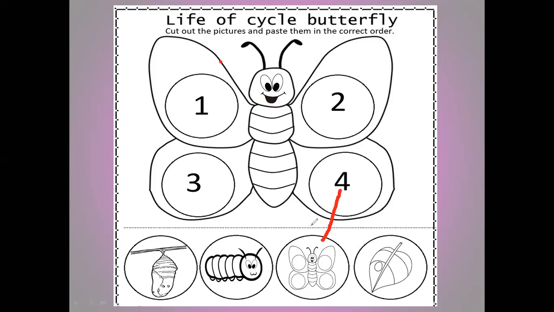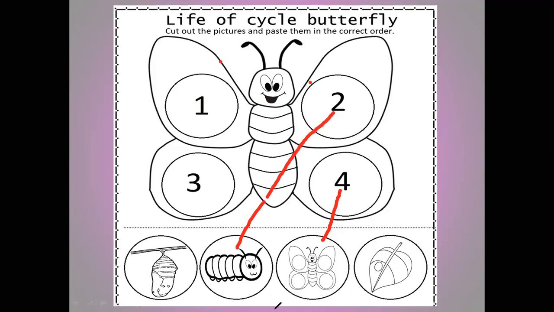Okay, now I want Khalid. Khalid, can you hear me? Khalid. Okay, Yahya. Yes. Yahya, please, can you tell me what comes on the second stage? Caterpillar. Good job. The caterpillar comes. Very nice.